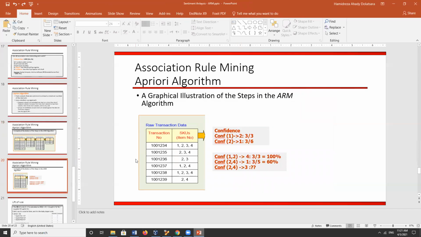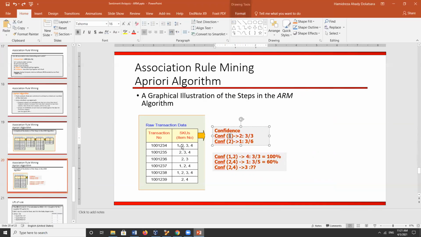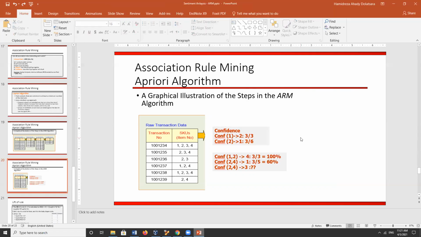Okay, let's look at confidence of A implies B. It just means support divided by probability of A. So how many times 1 and 2 repeated together? First, fourth, and fifth. So 3. How many times item 1 repeated in the first, fourth, and fifth? So 3 divided by 3 is 1.